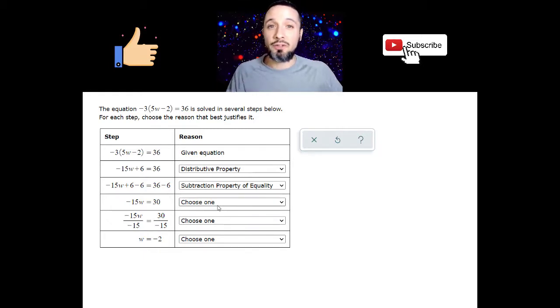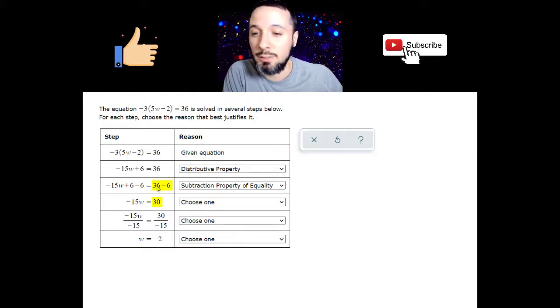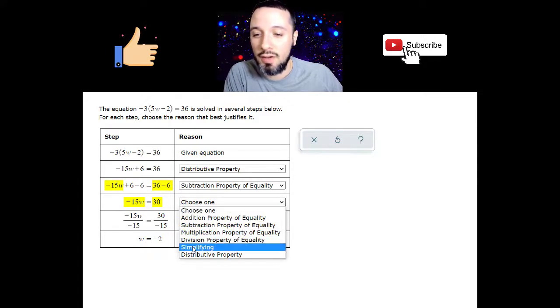And then directly after your property of equality, we know the next step has to be simplifying. Like for example, 36 minus 6, they have to combine those two to get 30. And then on the left side, the 6 minus 6, they combine those to make a 0 pair. And that's why we were only left with negative 15w. So for this one, it's called simplifying.